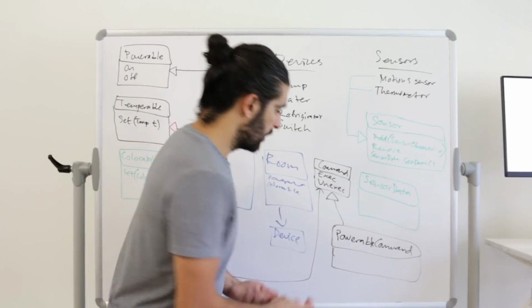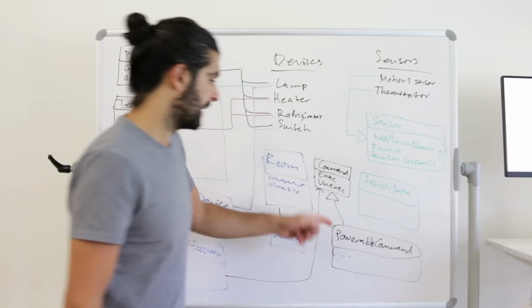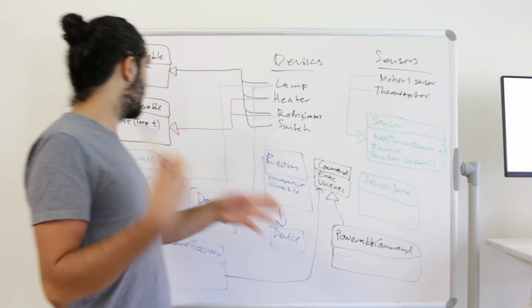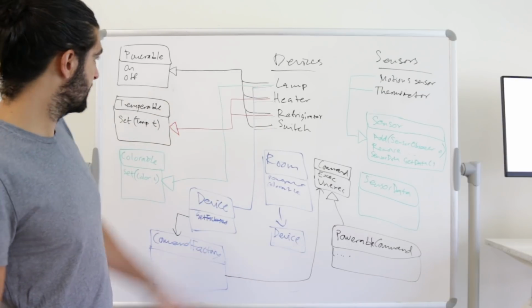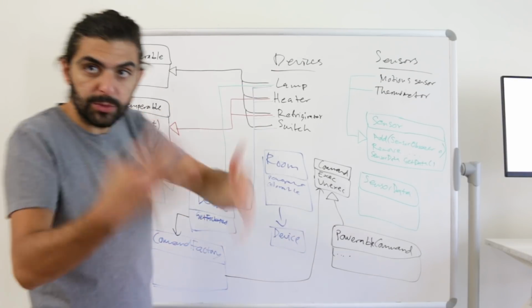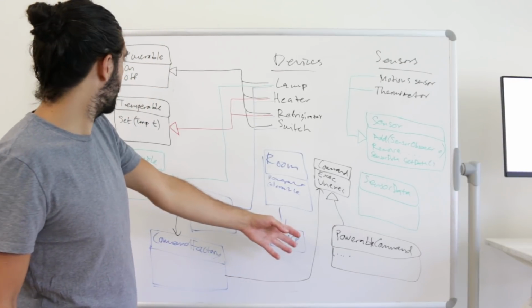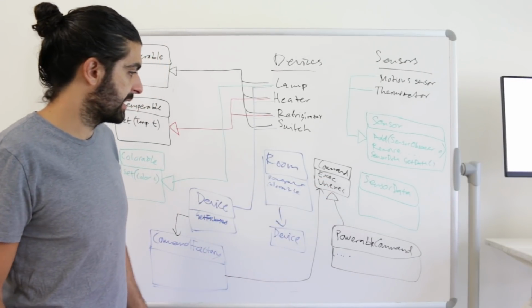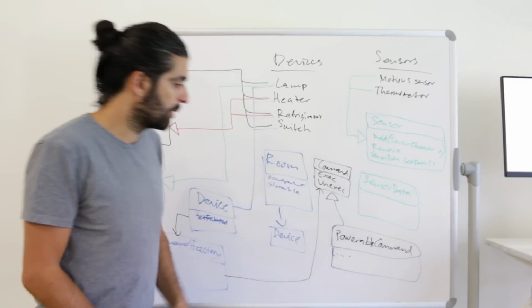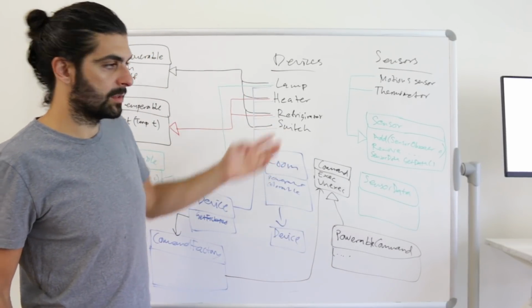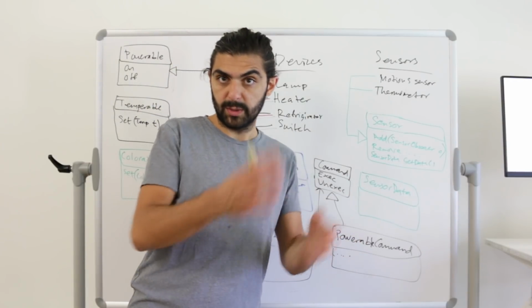The powerable command, of course, needs to implement execute and unexecute, but to the powerable command we give a device, or we load it with a device, and then we can run execute and unexecute. And one powerable command would probably be switch on, and another one would be switch off.